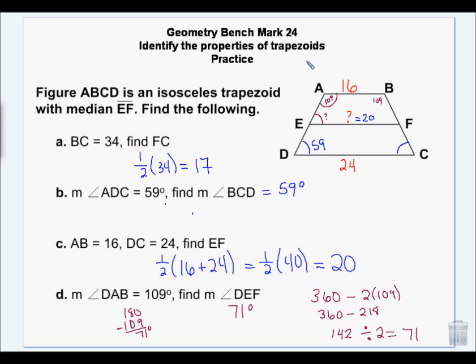Now what you have on a trapezoid, does everybody have this? Yes? No?